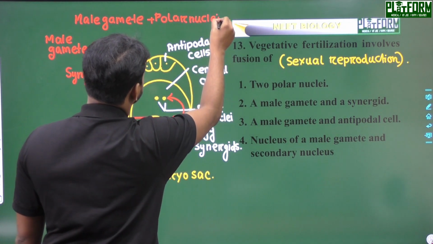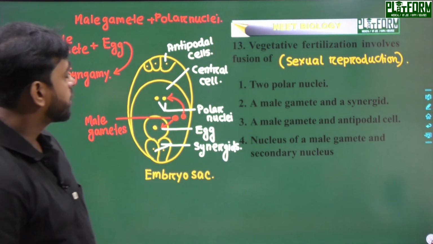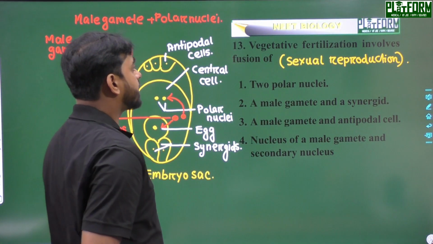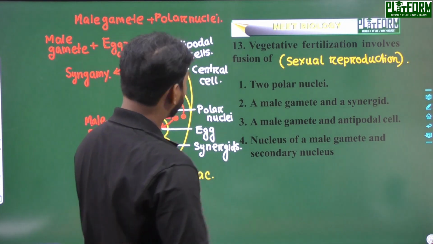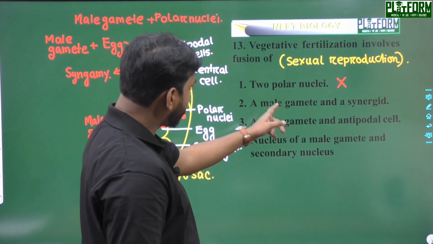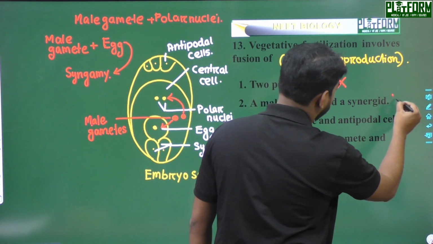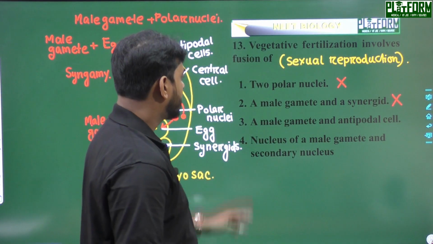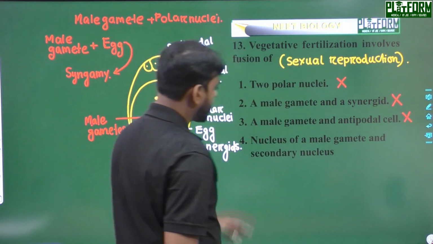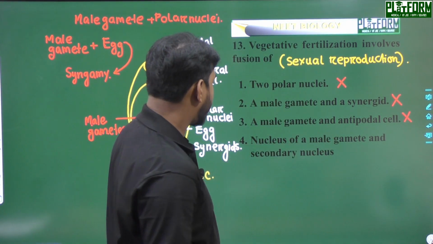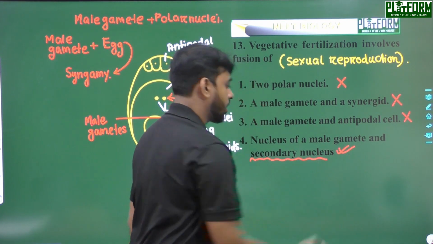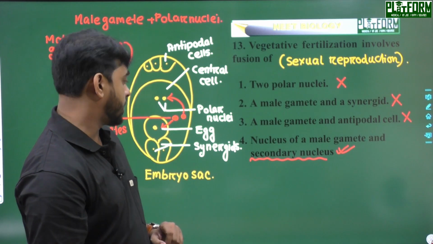Okay, so in this particular question, these are the options. The vegetative fertilization involves the fusion of two polar nuclei, no. A male gamete and synergid, no. The male gametes and the antipodal cells, no. The nucleus of the male gametes and the secondary nucleus. This is the right statement. Now, what do you mean by the secondary nucleus?